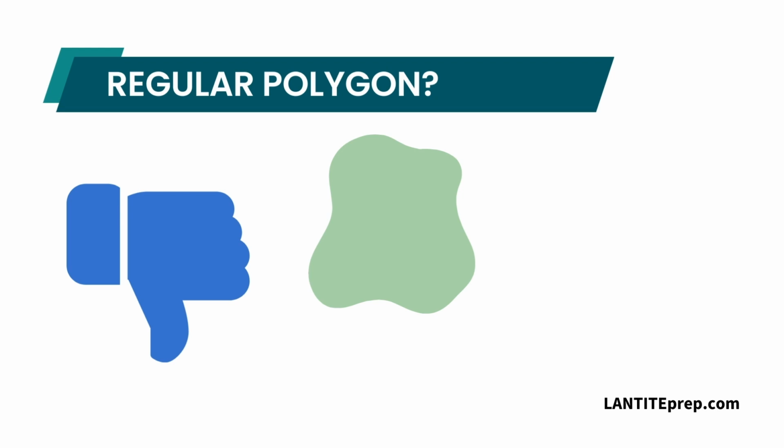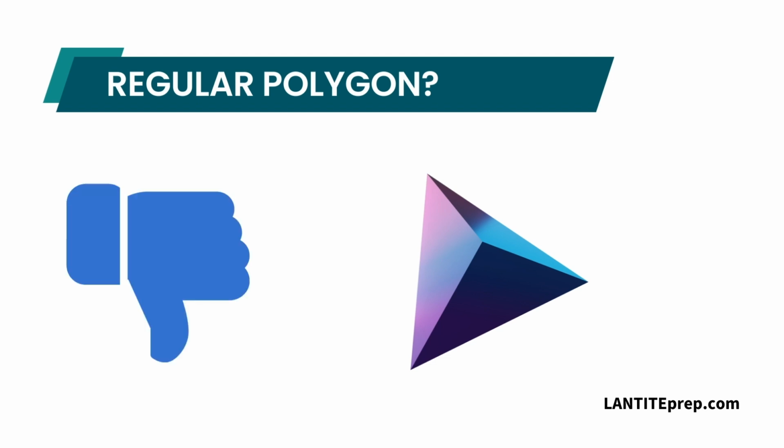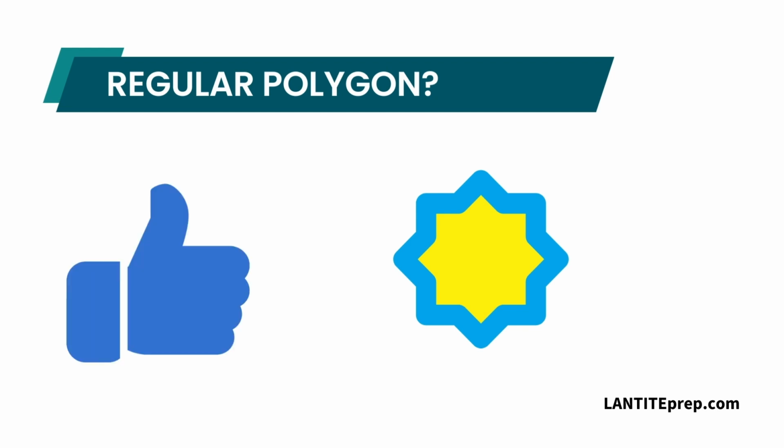Alright, how about this one? Is this a regular polygon? Tricky, tricky. The answer is no. Although its sides are the same, this is a 3D shape and regular polygons must be 2D. Alright, last one. Is this a regular polygon? Congrats, you're right. Yes, this is a regular polygon because it is a 2D shape and its sides are all the same.